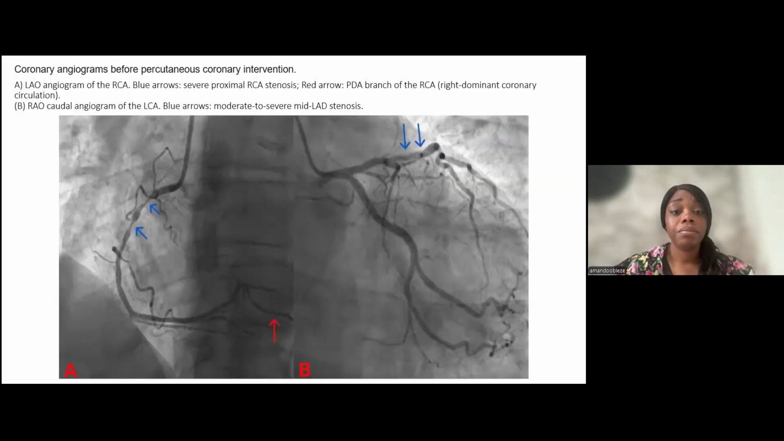Next, please. So this is showing the coronary angiogram that he had, where the blue arrows show the severe proximal right coronary artery stenosis, and on the right is showing that the posterior descending artery is actually from the right coronary artery. That would show that he had right dominant coronary circulation. And the other side is showing the moderate to severe LAD stenosis about here. Okay, next, please.